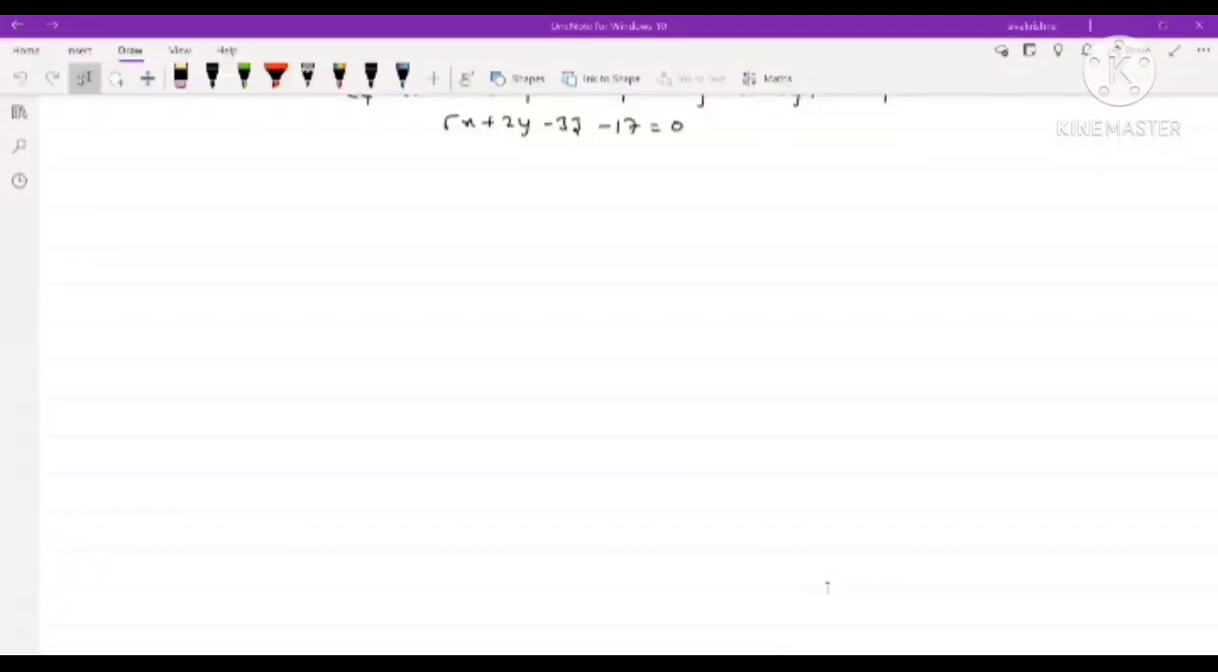Hello students, in our previous class we discussed how to find the equation of the plane passing through 3 points. We have given two formulas to find the equation of the plane passing through 3 points. In today's class we are going to discuss how we can say that the given 4 points are coplanar.